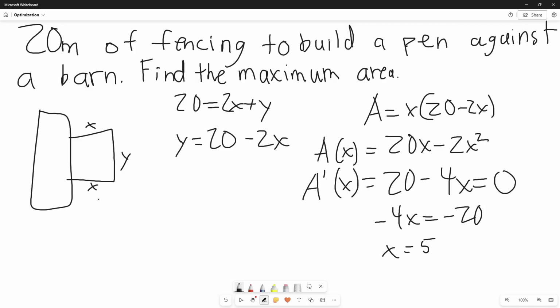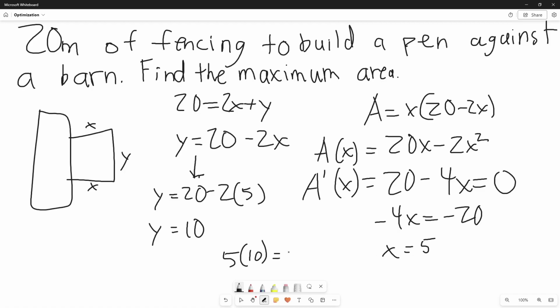So now we have one of our sides, x is equal to 5, and to find y, we can plug it into here. y equals 20 minus 2 times 5, or y equals 10. Now we have our two sides, and to find the maximum area, we just multiply them together. Pretty easy. 5 times 10 is equal to 50, or 50 meters squared. And that's our final answer.